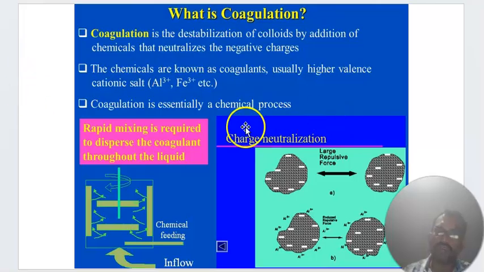Then you can go for coagulation. Coagulation is the destabilization of colloids, by adding chemicals to neutralize the negative charges. So this is somewhat a chemical process. Coagulation is simply a chemical process. The coagulants are usually higher valency cations like aluminum and iron. Rapid mixing is required to disperse the coagulant throughout the liquid. So you can see how charge neutralization happens here. This picture helps to understand how it flows, with continuous mixing in this coagulation method.